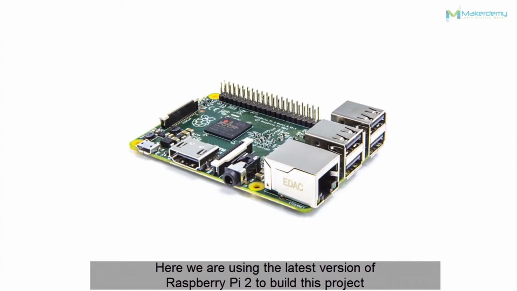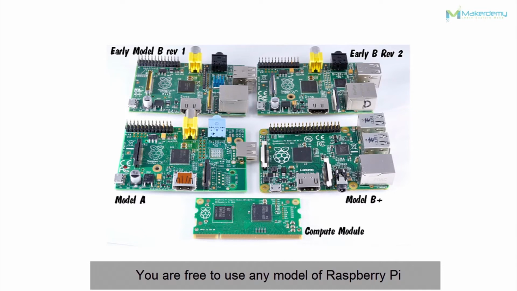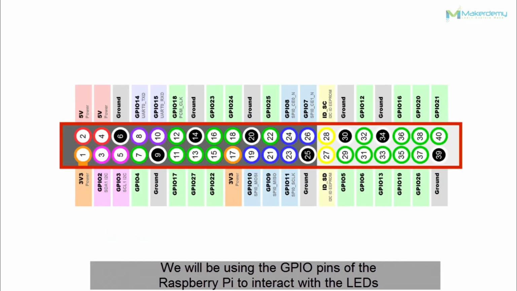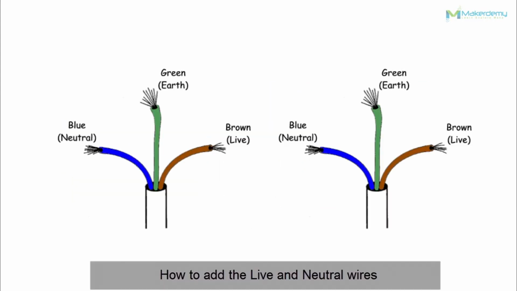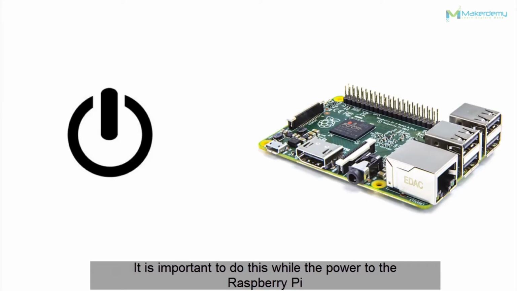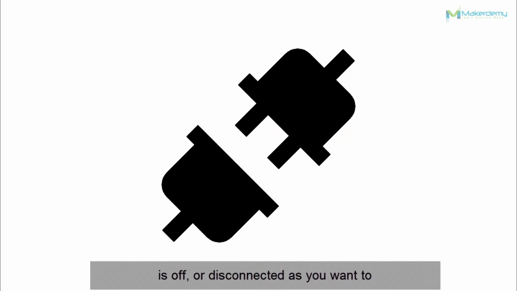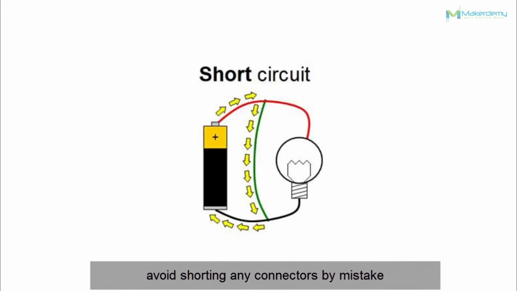Here we are using the latest version, Raspberry Pi 2, to build this project. You are free to use any model of Raspberry Pi. We will be using the GPIO pins of the Raspberry Pi to interact with the LEDs. Assembling the circuit. It is important to do this while the power to the Raspberry Pi is off or disconnected, as you want to avoid short circuiting at the connector by mistake.